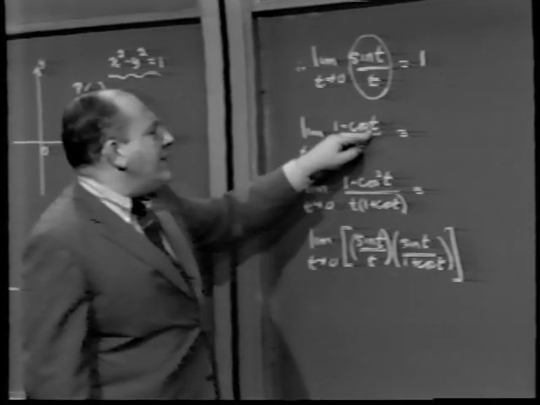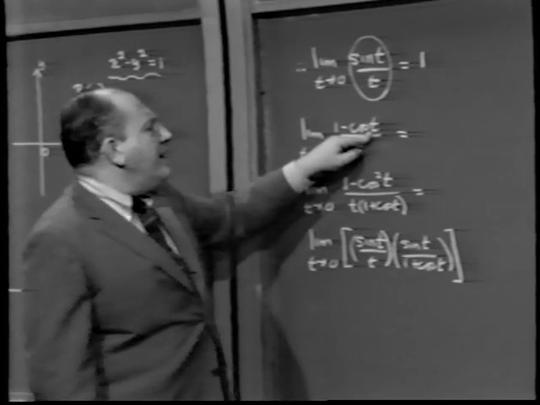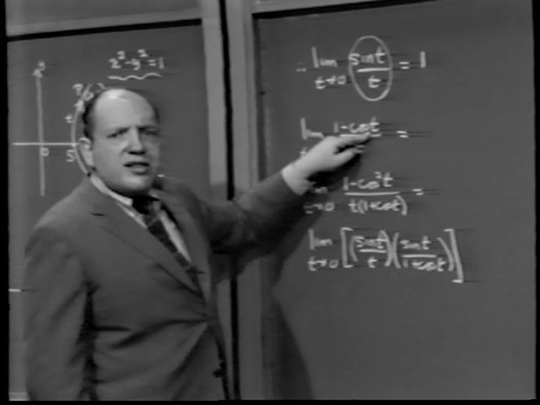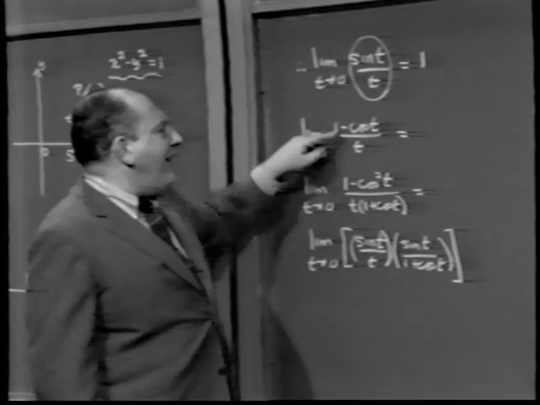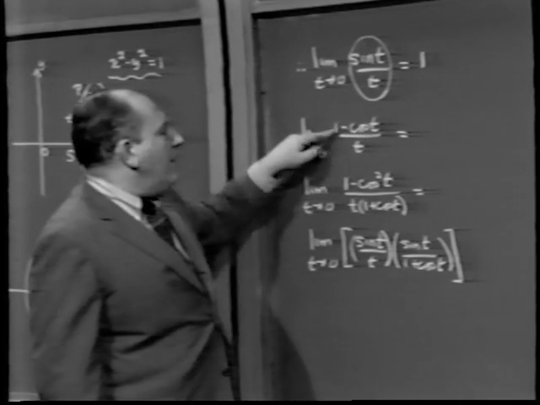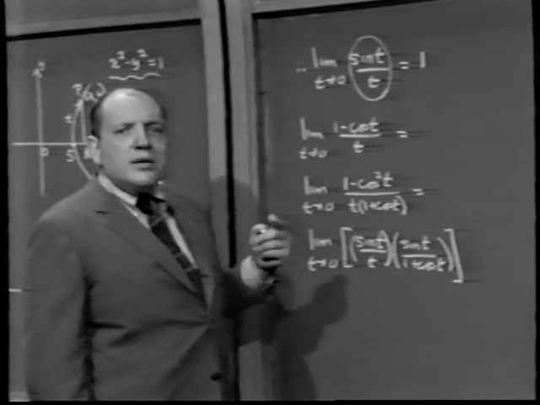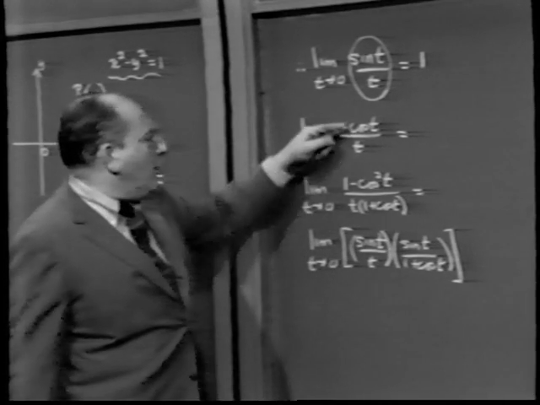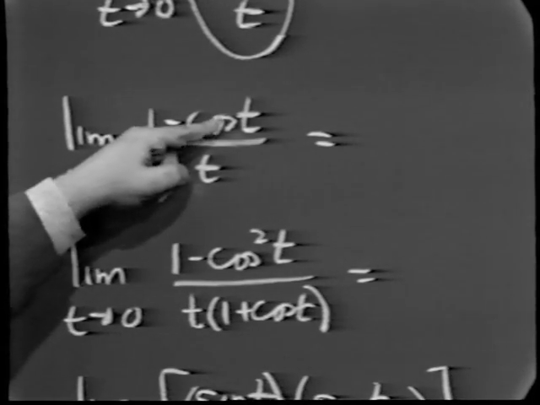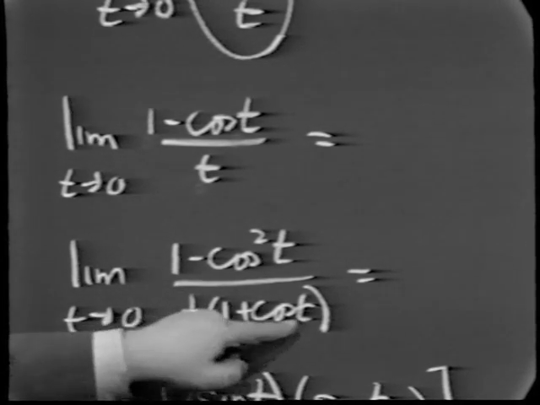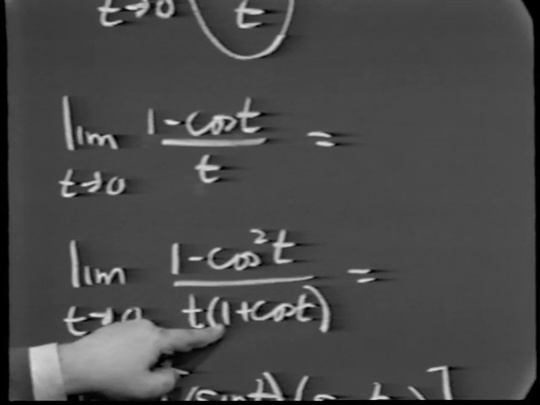When you look at 1 minus cosine t, the identity sine squared t equals 1 minus cosine squared t should suggest itself. Now, how do you get from 1 minus cosine t to 1 minus cosine squared t? You have to multiply by 1 plus cosine t. And if you multiply by 1 plus cosine t upstairs, you must multiply by 1 plus cosine t downstairs. By the way, the only time you can't multiply by something is when the thing is 0. You can't put that into the denominator.